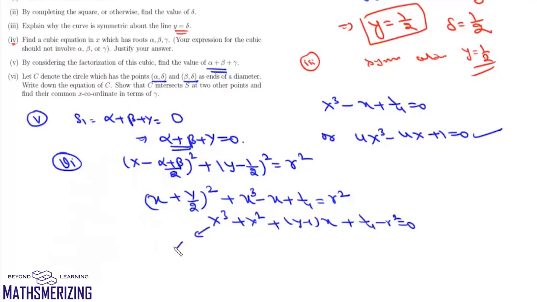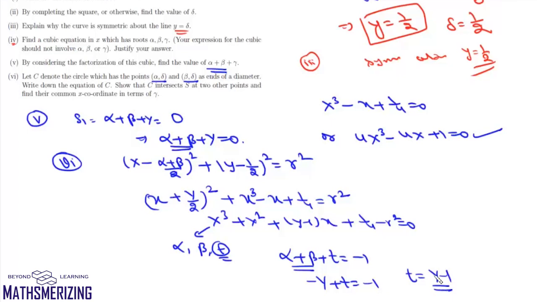Two roots of this equation are alpha and beta. We need to find the third common root, say t. Now alpha plus beta plus t will be equal to minus 1. Alpha plus beta is nothing but minus gamma, so minus gamma plus t is minus 1. So the value of t is simply gamma minus 1. So this common x coordinate in terms of gamma is simply gamma minus 1, and that is the answer to this question.